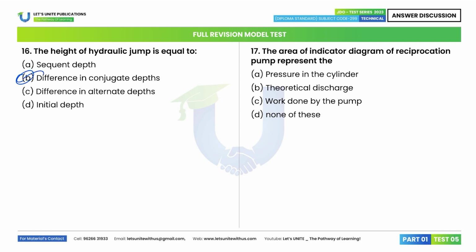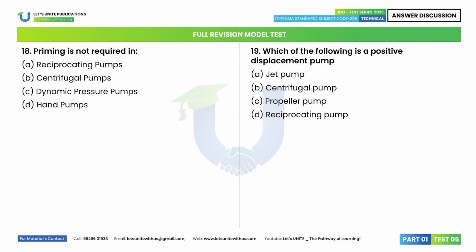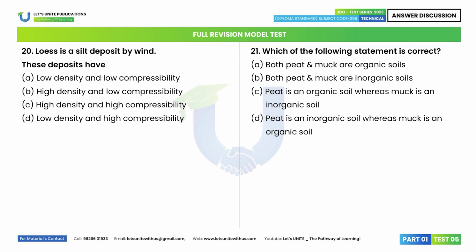Seventeenth question, the area of the indicator diagram of a reciprocating pump represents the work done by the pump. Option C is the correct answer. Eighteenth question, priming is not required in reciprocating pumps. Option A. Nineteenth question, which of the following is a positive displacement pump? Reciprocating pump is a positive displacement pump, not the centrifugal pump. Option B. Twentieth question, loess is a silt deposit by wind.